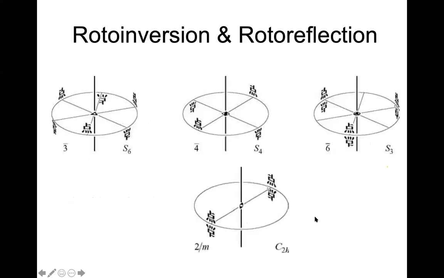Okay. So then comes roto-inversion, roto-reflection. What does it mean by roto-inversion? Roto means rotation, inversion means inversion. So rotation followed by inversion, rotation followed by reflection. So this will not have rotation only. This will have a combined operation. For example, here the roto-inversion is given by 3 bar. What does it mean? Threefold rotation followed by inversion. That bar means inversion.